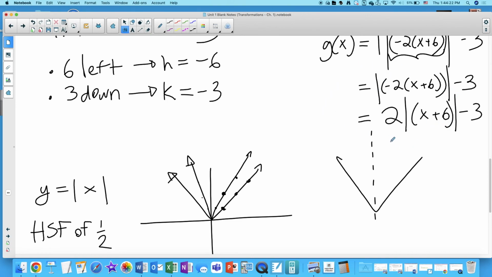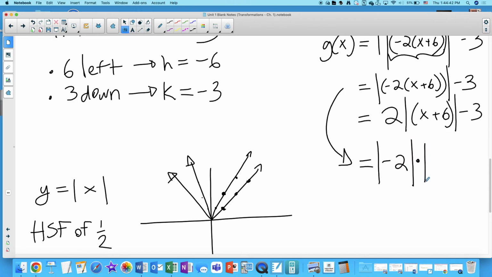Going back to here, another way of thinking about this, if you don't want to think about it in terms of, okay, this horizontal stretch is the same as this vertical stretch, you can also take this and say this is equal to the absolute value of negative 2 times the absolute value of x plus 6 minus 3. Because if I take the absolute value of two things multiplied together, I can break that into two absolute values and multiply those together. And that is 2 absolute value of x plus 6 minus 3.